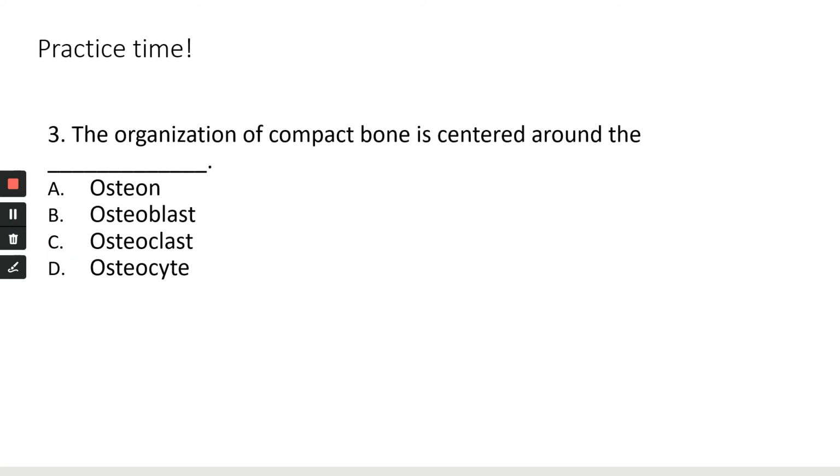All right. Number 3. So basically, this asks you what is the structural unit of compact bone, right? Because compact bone is centered around it. When you build compact bones, you are building bone matrix around this particular structure. So that's not going to be any of these bone cells. So the correct answer is the structural unit, which is osteon.